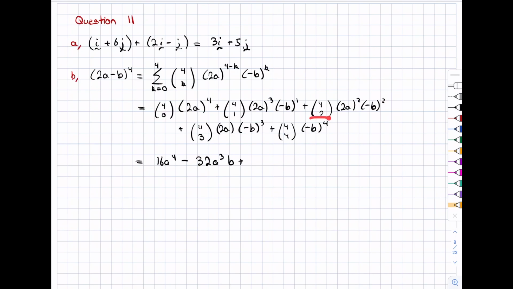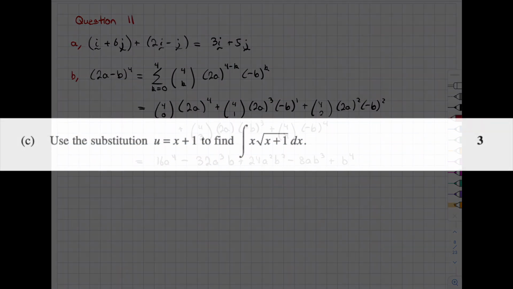Plus our constant here is 6 times 2 squared. So 6 times 4 is 24. And then minus 4 times 2, that's 8, ab cubed. And then finally plus b to the 4. And then we have it expanded and everything is simplified. Great, and let's move to the next one.